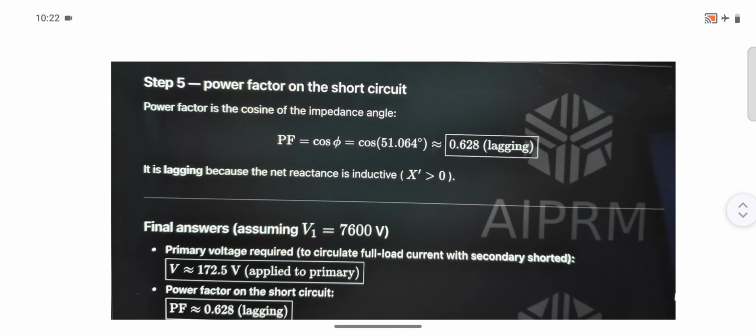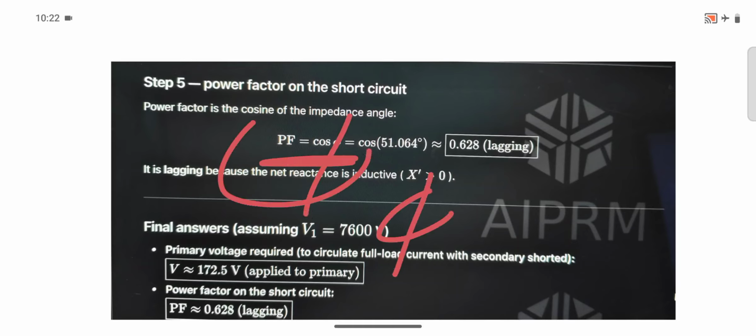Power factor on the short circuit. Power factor formula, we know cos phi. Phi is the phase angle, and the phase angle we already calculated above. Put the value, we will get the power factor. Okay.